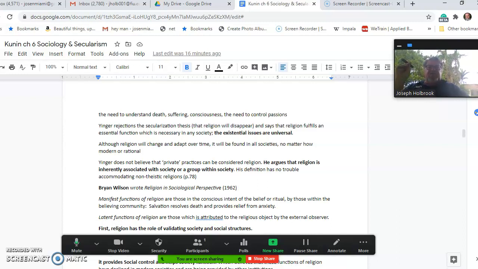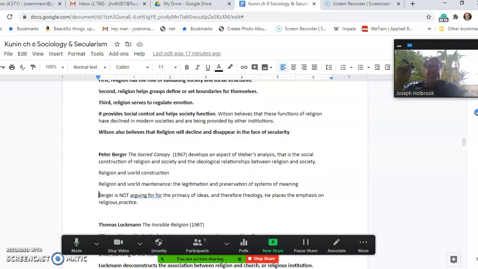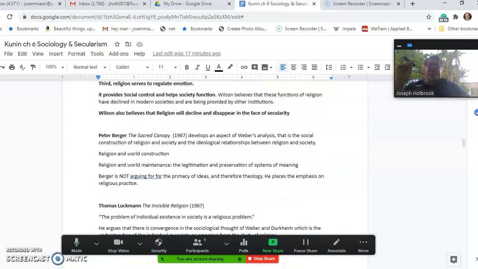Bryon Wilson wrote Religion and the Sociological Perspective in 1962, and first of all, religion, according to Wilson, has the role of validating society and social structures. Second, religion helps groups define and set boundaries for themselves. Third, religion serves to regulate emotion. It provides social control and helps society to function. Wilson believes that these functions of religion have declined in modern societies and are being provided by other institutions. We'll see in the next section that he's squarely in the secularization camp that believes that religion is going to fade away with modern secularization.